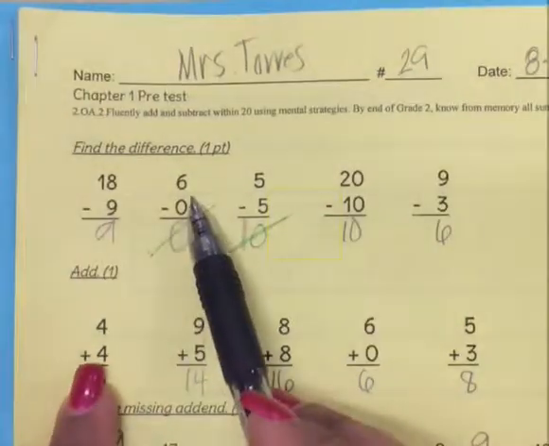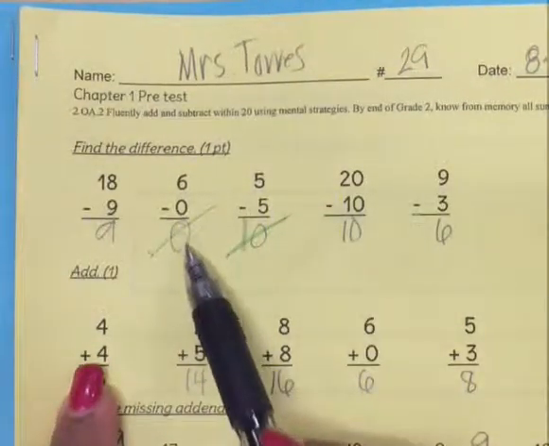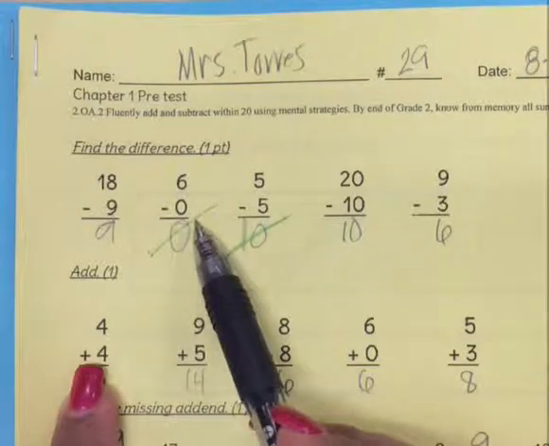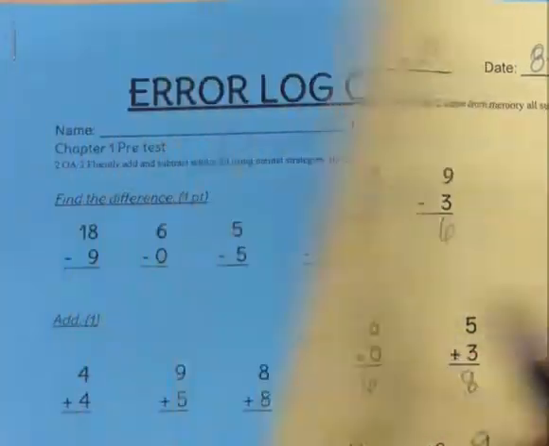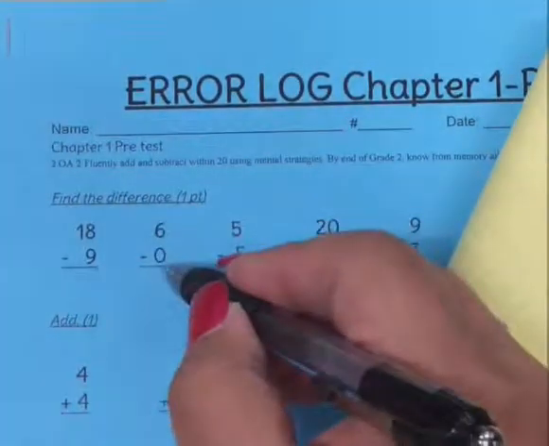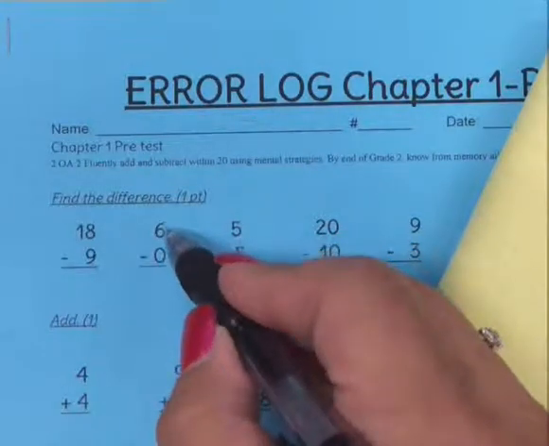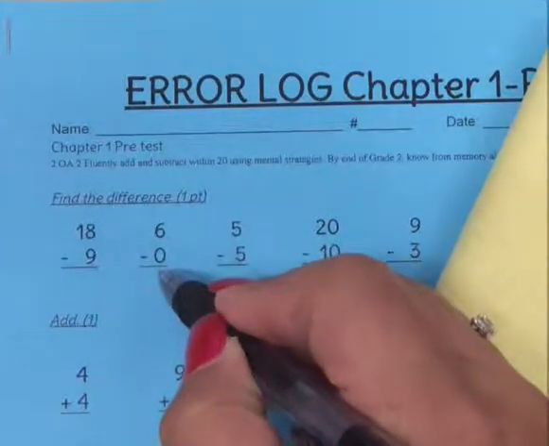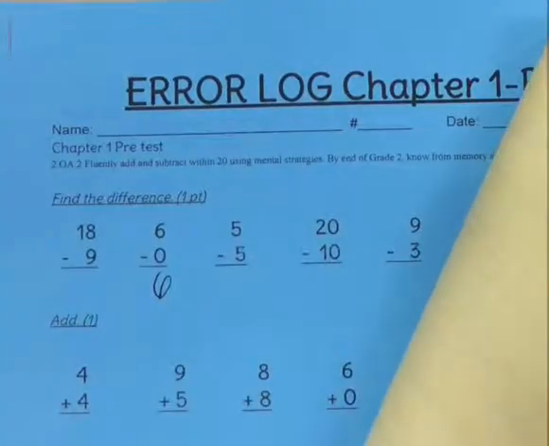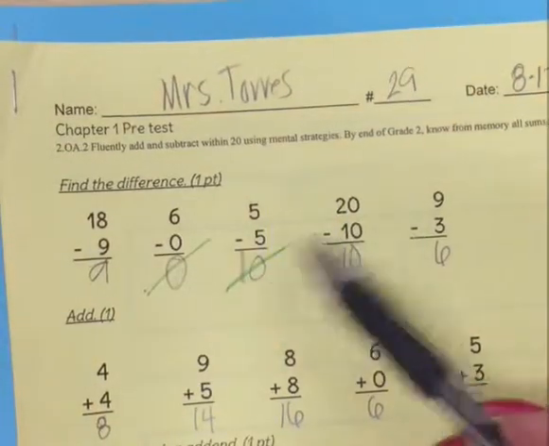I'm going to go to the next one, and I have 6 minus 0 equals 0. This one is marked incorrect. So I'm going to move over to my error log, and I'm going to make that correction here because now I know that 6 minus 0 is equal to 6. Move over to the next one.